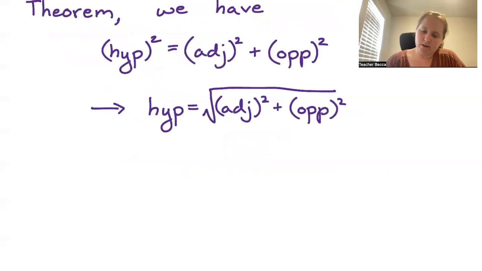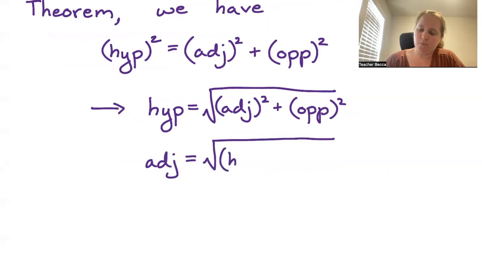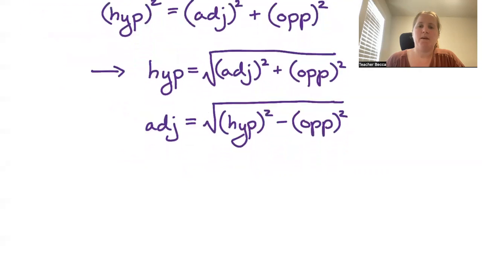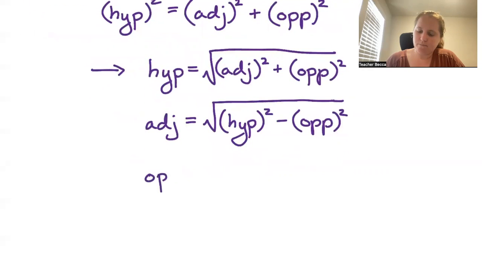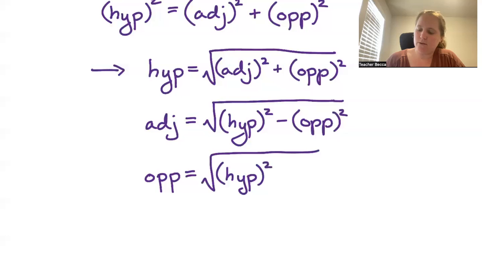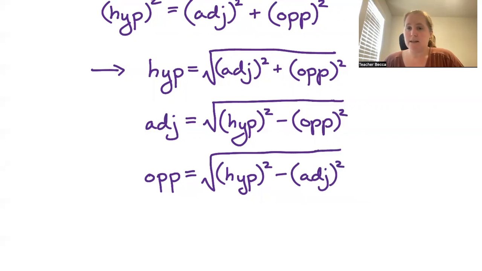We have the adjacent side should be equal to the square root of the hypotenuse squared minus the opposite squared. And the opposite should be equal to the square root of the hypotenuse squared minus the adjacent squared. So note, each of these square roots takes the form of the ones that I just mentioned would be useful.